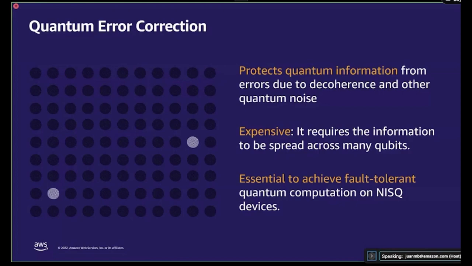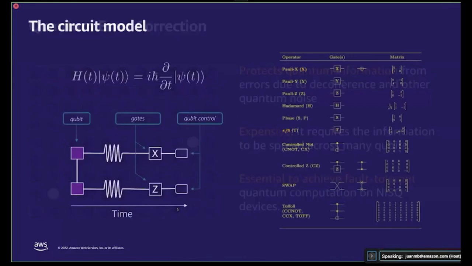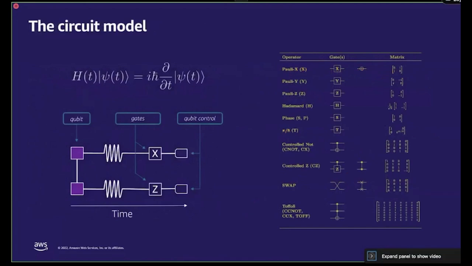Quantum error correction is a topic that I really like, and I always like to introduce it, but we are not going to focus on it right now because we want to talk about noise. And to understand noise, we need to understand the circuit model that you have been dealing with so far. Let's get a little deeper on how we manipulate and measure those qubits.